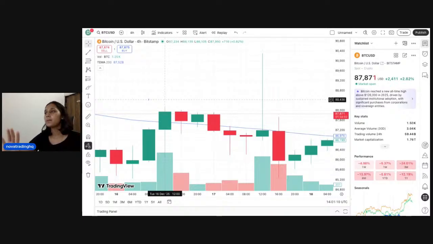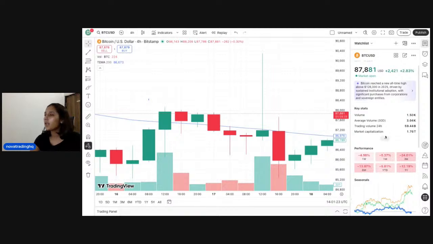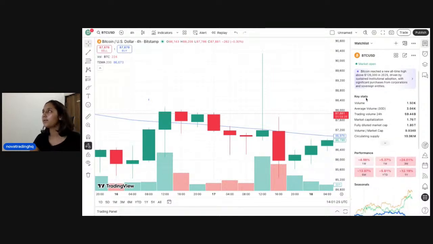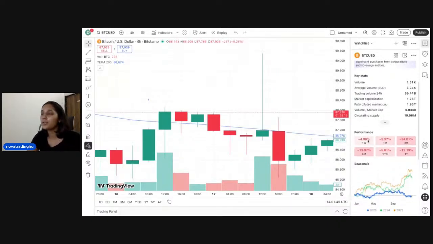Perfect. So today Bitcoin is trading at approximately $87,800, approximately like this, right? As you can see the key stats here, whenever you want to enter any trade, it's important to check the following stats: what's the volume, what is the average volume in the last 30 days, what is the trading volume from the last 24 hours, market capitalization, and what's the circulating supply.